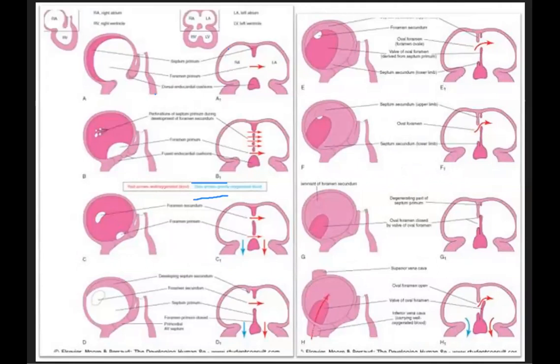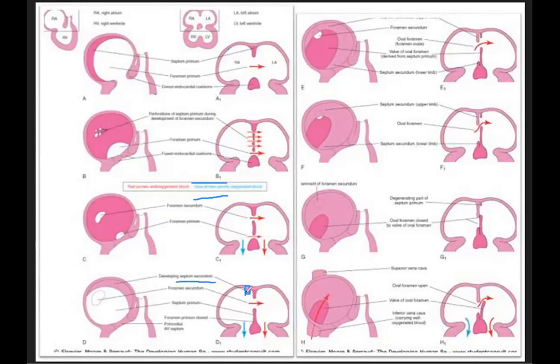What happens next? What happens next is you can see this little structure over here in picture D. This little structure is septum secundum, okay. We have talked about septum primum, foramen primum, foramen secundum up till in these 4 pictures, but we haven't talked about septum secundum. Now I will tell you about septum secundum.